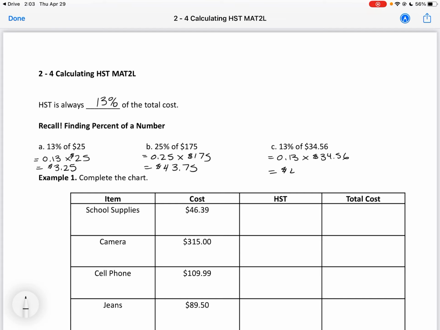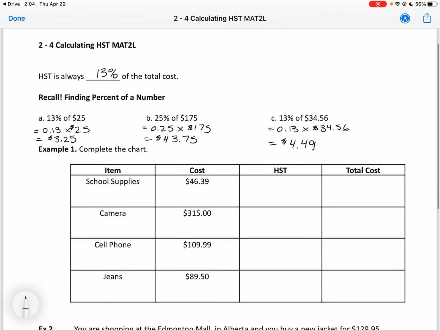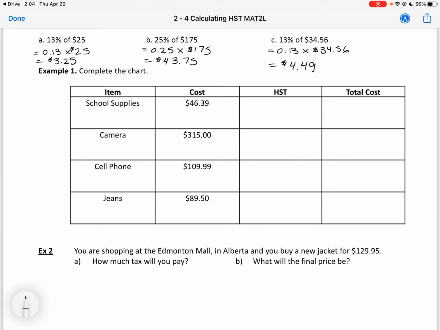is going to give us $4.49. Our third decimal place is less than 5, so we keep it at 49. Okay. So let's do some practice here.